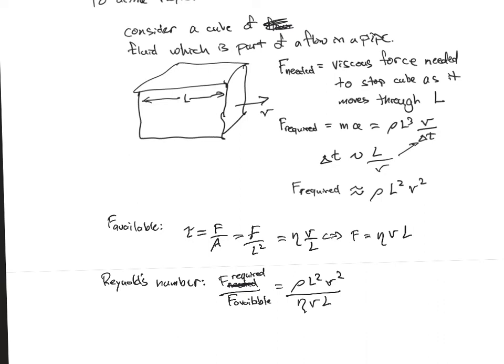And do a little canceling, like so. So it's rho V L over eta. And that is the definition of the Reynolds number, which we abbreviate Re. This is not R sub E, it's capital R, little e. So it's unusual, maybe the first time you've encountered a symbol that uses two letters. So this is the definition of the Reynolds number.